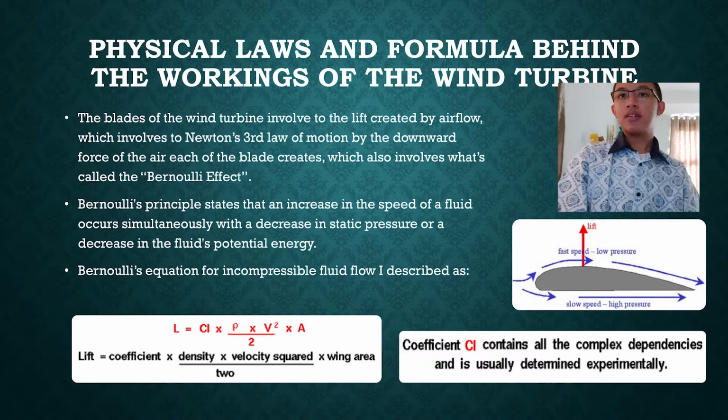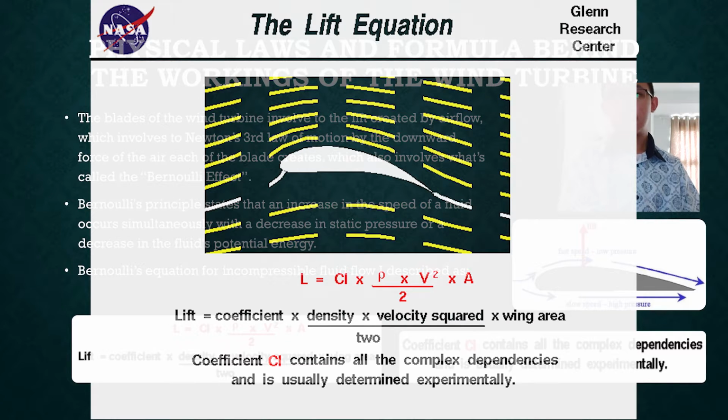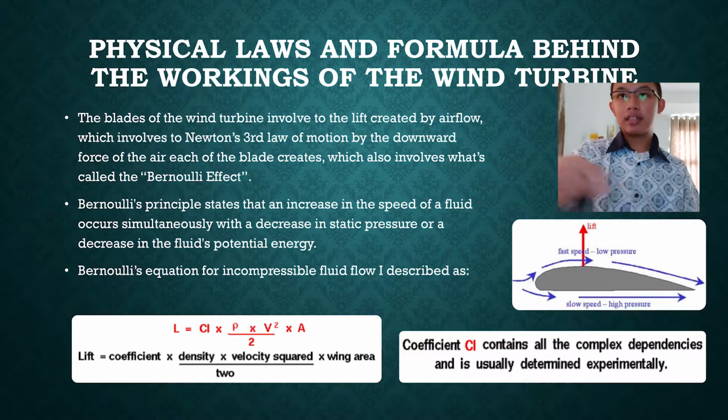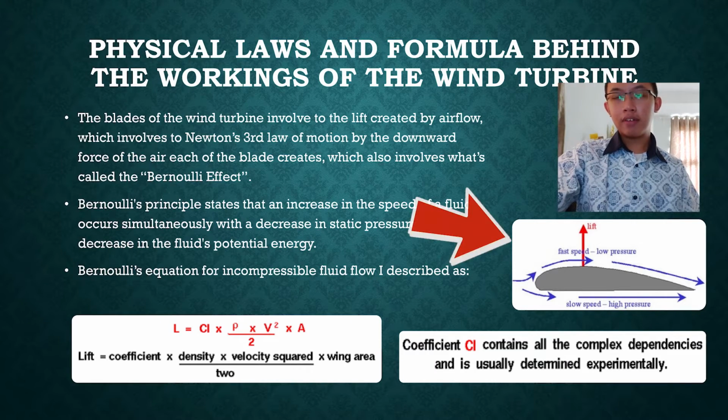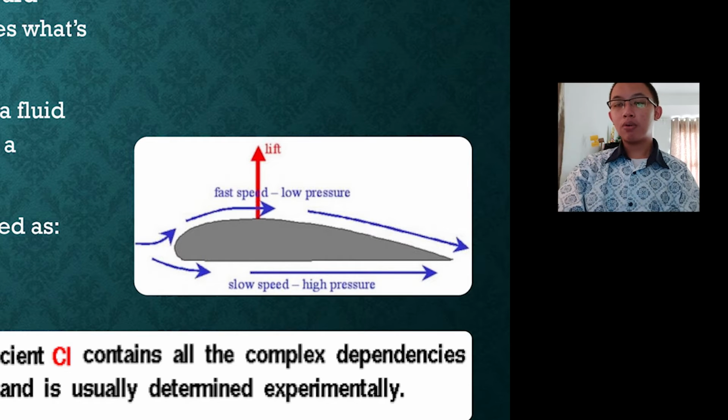Bernoulli's equation for incompressible fluid flow is described as lift equals the coefficient times density times velocity squared over 2 times the wing area. The coefficient contains all the complex dependencies and is usually determined experimentally. So you can see on the wing shape over there, the upper side of the wing creates a faster speed yet lower pressure of airflow, while the bottom of the wing creates a slower speed yet higher pressure airflow.